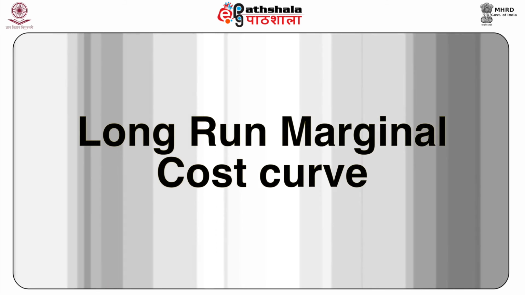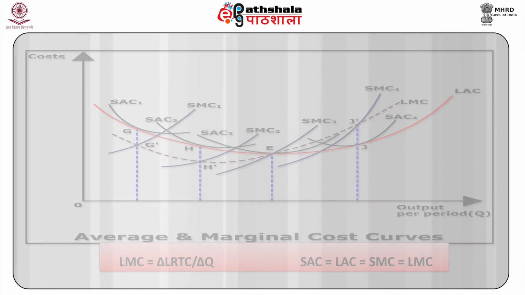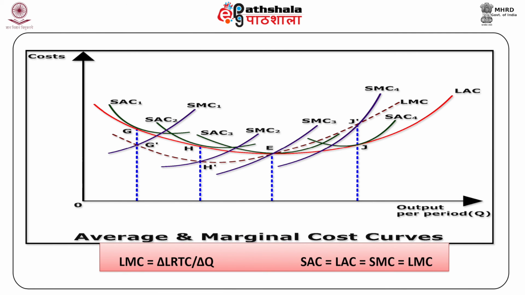Next is the long run marginal cost curve. The concept and derivation. The long run marginal cost, LMC, curve shows the additional cost incurred in the long run when one more unit of output is produced. It is defined as LMC equals delta LRTC upon delta Q, equation 4. It is the change in the long run total cost per unit change in output. It is derived from the short run marginal cost curves, SMC.